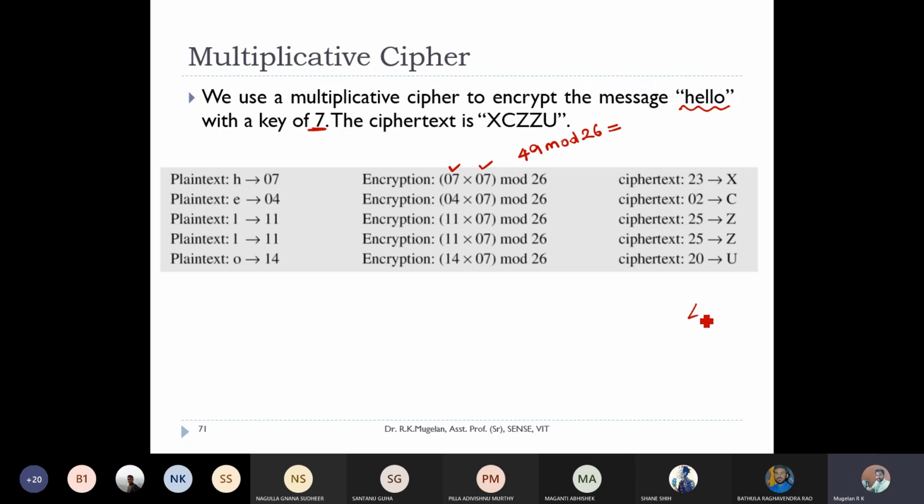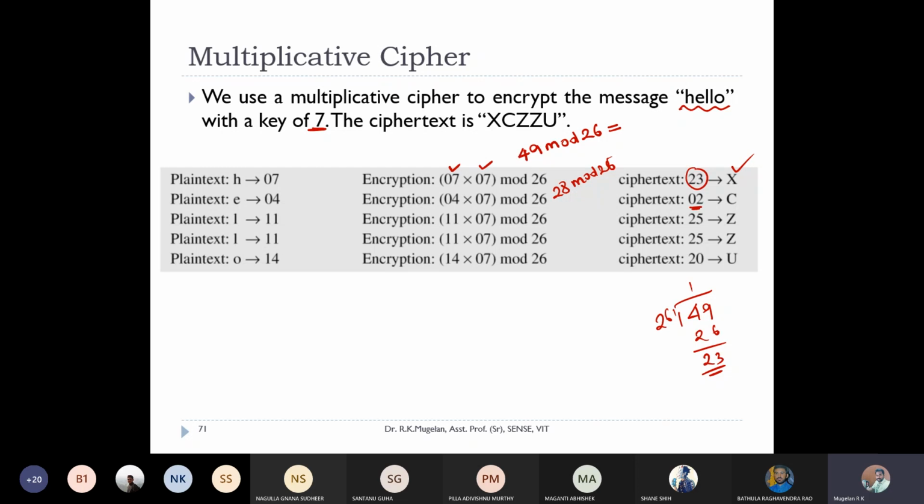Simple guys. 49 mod 26. You go only one time. Right. The answer is 23. So 23 mod 26 is again 23. We'll be getting the ciphertext as 6. Right. 4 into 7 will be 28 mod 26, so I'll be getting 2 and so on. So this is how the multiplicative cipher works.